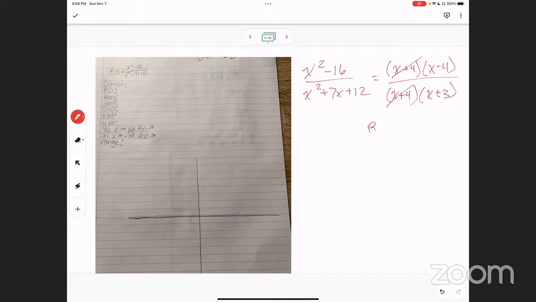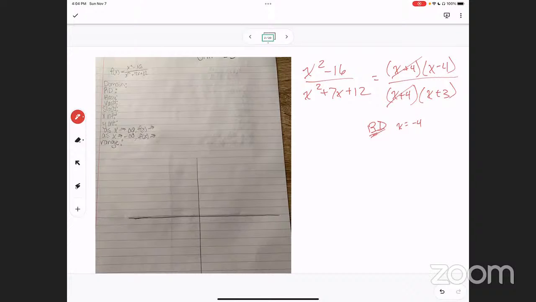So that means immediately we have an RC at x equals -4. Got it? Wait, do you mean RD? RD. Sorry, I was like, wait a second. I do mean RD. I don't know why I said RC. We have a removable discontinuity at x equals -4.